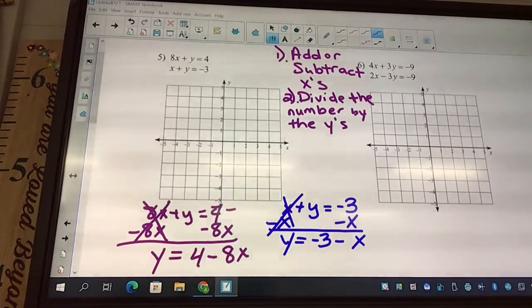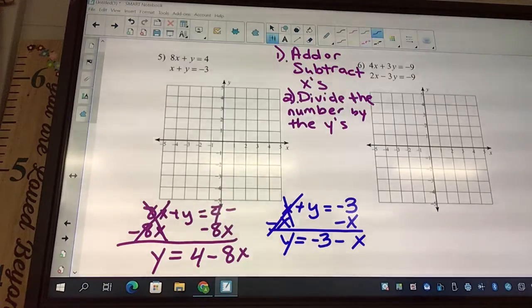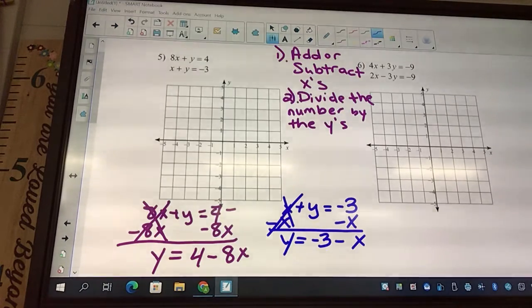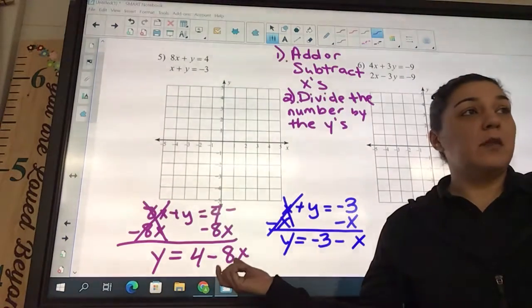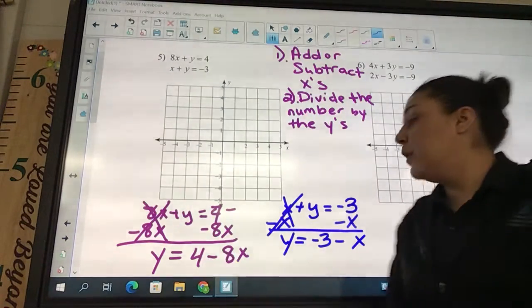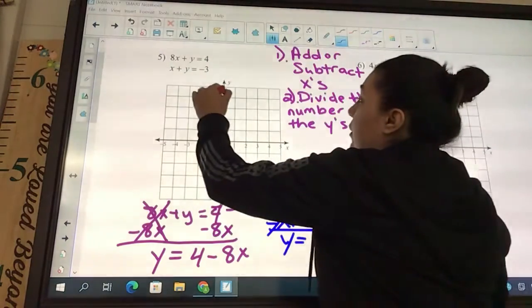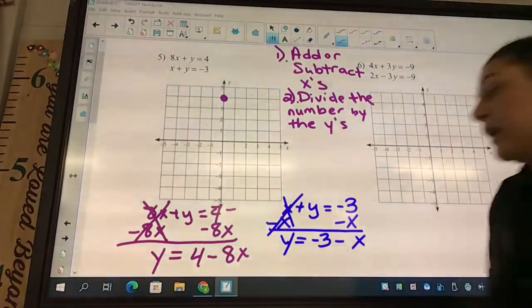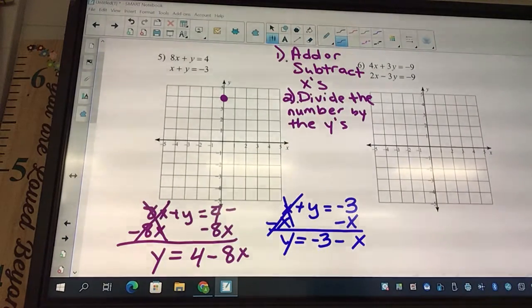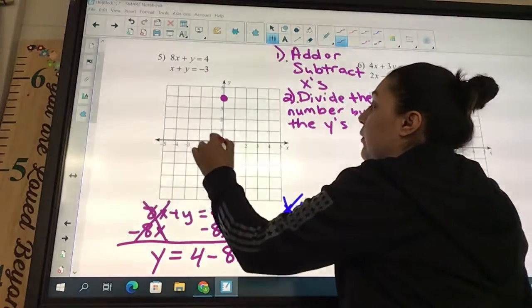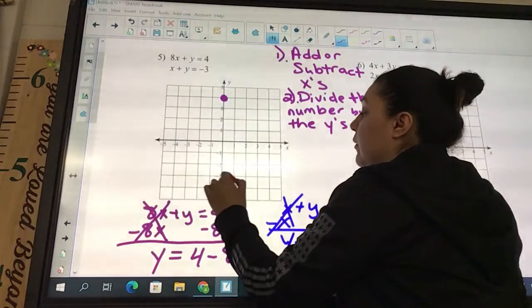Okay, and so we're ready to graph these. So we're going to graph the purple one first. And what is the y-intercept? What do you plot first? The 4. Okay, so the number that's next to the x is always going to be your slope, no matter where it's at. So we're going to plot the 4 first. So we go to the 4, and my slope is negative 8. Okay, so can I go up 8? No, so I'm going to have to go down 8. 2, 3, 4, 5, 6, 7, 8, and over 1.